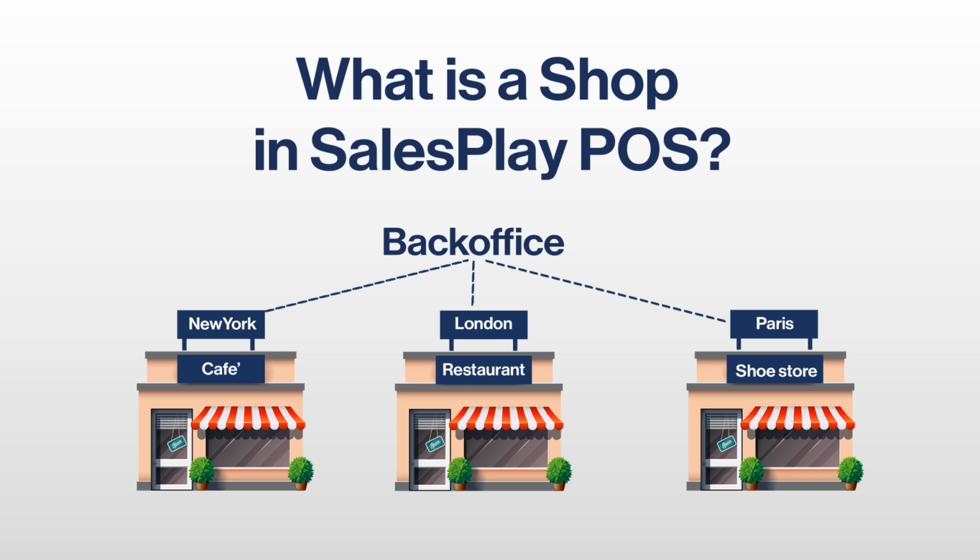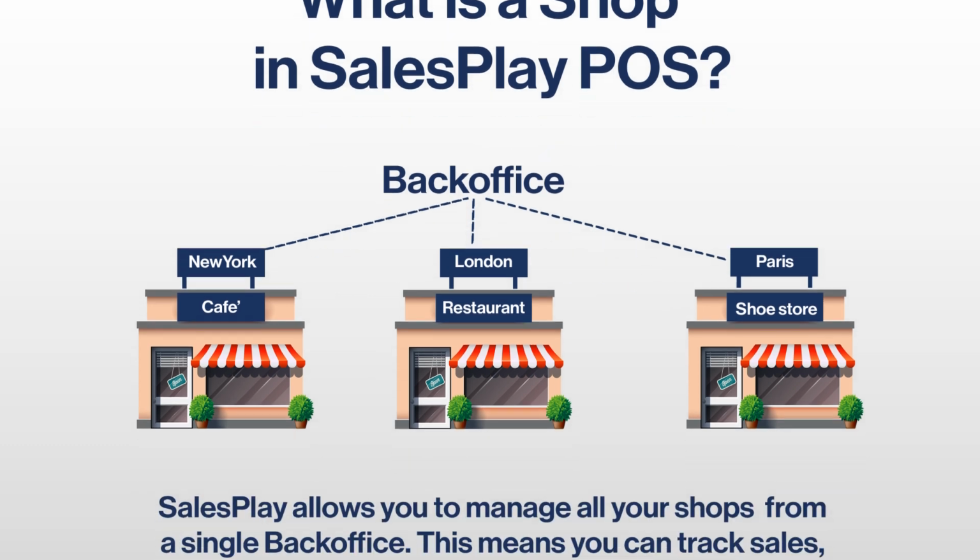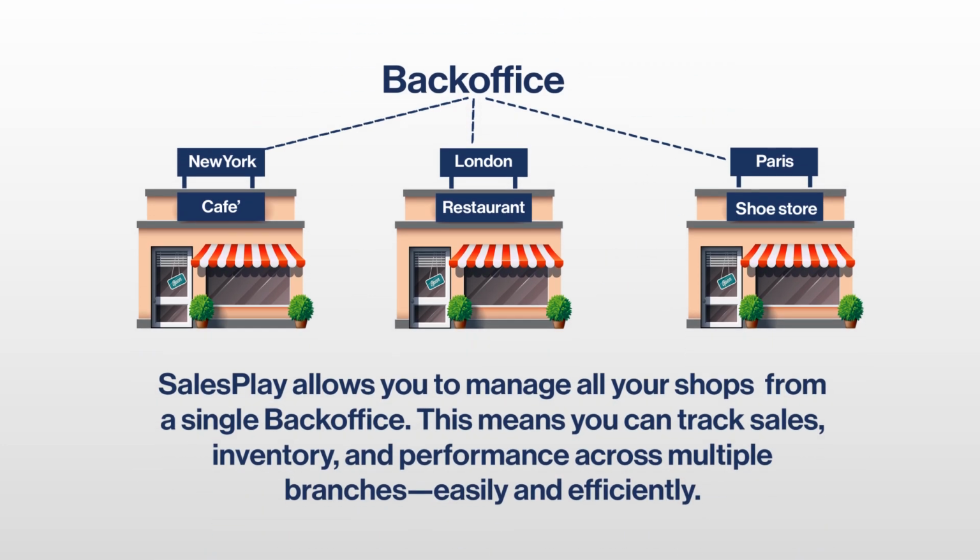What is a shop in SalesPlay POS? In the SalesPlay POS system, a shop refers to a specific branch or location of your business. For example, if you run a restaurant or cafe chain with outlets in different cities, like London, New York, and Paris, each location can be set up as a separate shop. SalesPlay allows you to manage all your shops from a single back office. This means you can track sales, inventory, and performance across multiple branches, easily and efficiently.